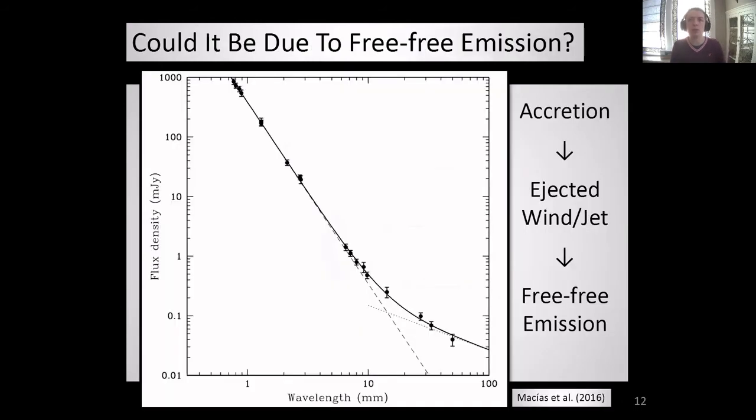And so one thing we thought about was free-free emission. So first, just a brief summary of what free-free emission is and how we can see it. So accretion ejects a wind in these types of objects, and in the wind, there is a component of free-free emission. It's often seen in these highly accreting low mass objects.